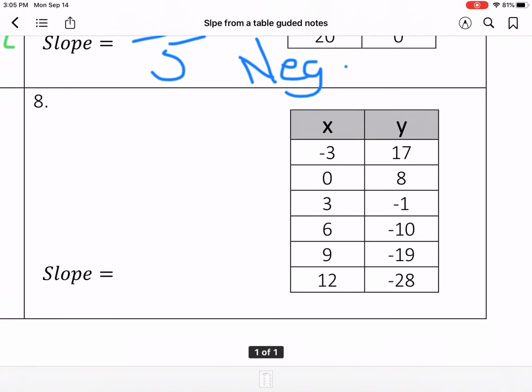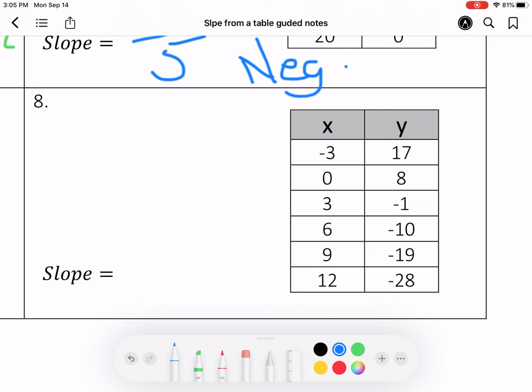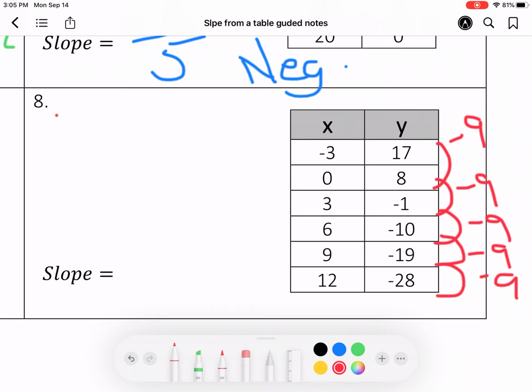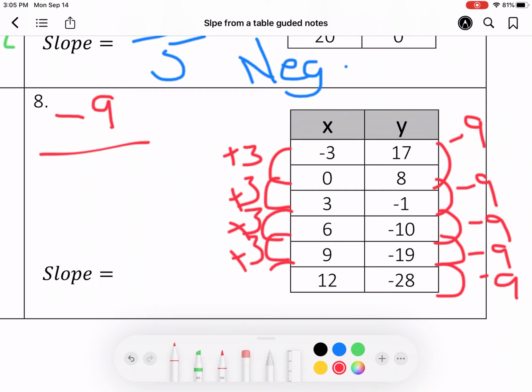I will do one more with you, just so you can see this. We'll go back to the other method. Change in y: 17 to 8 is minus 9. 8 to negative 1 is minus 9. Negative 1 to negative 10 is minus 9. So my change in y is minus 9 over my change in x. Here I'm adding 3 each time. So now my slope is negative 9 over 3, and if I divide that, I get negative 3. And my slope would be negative, remembering here, my slope is rise over run.